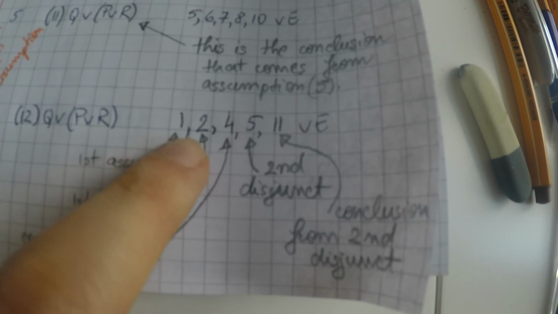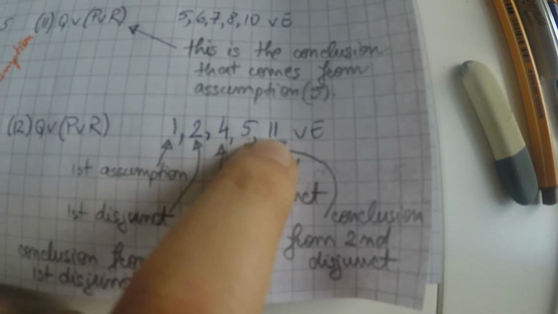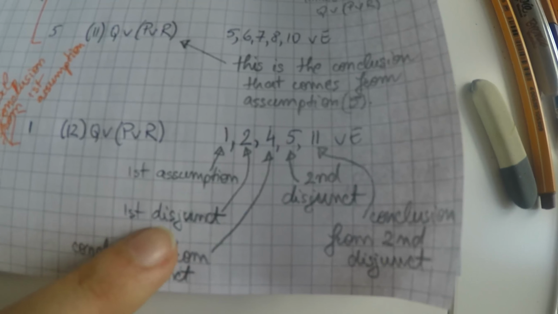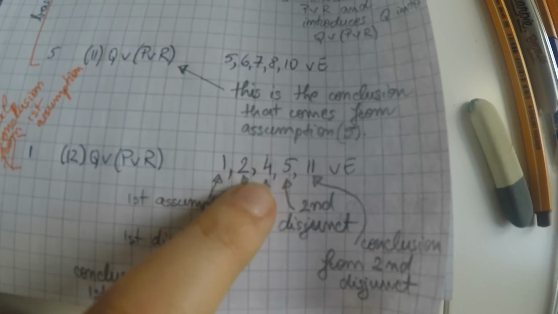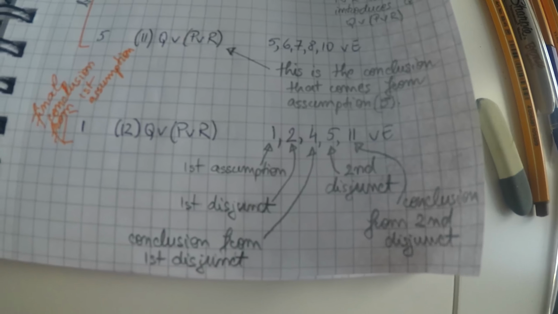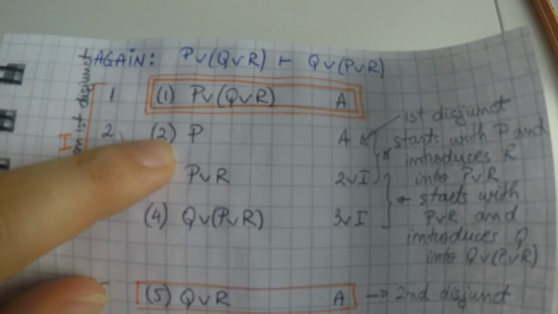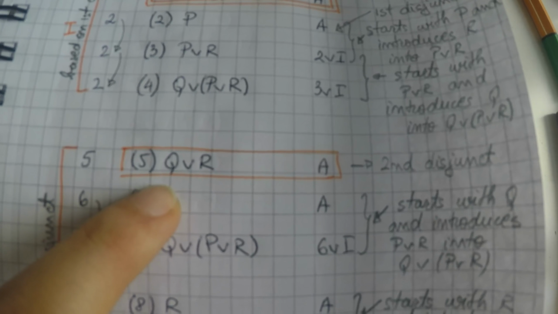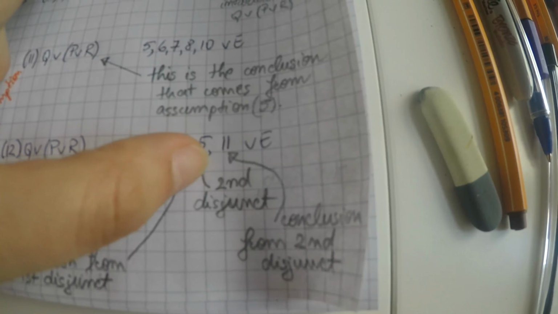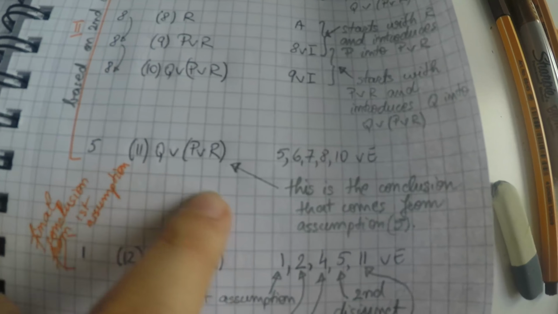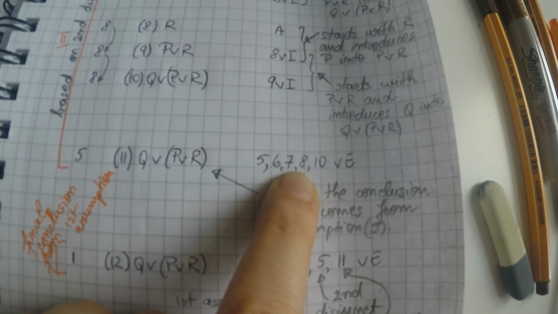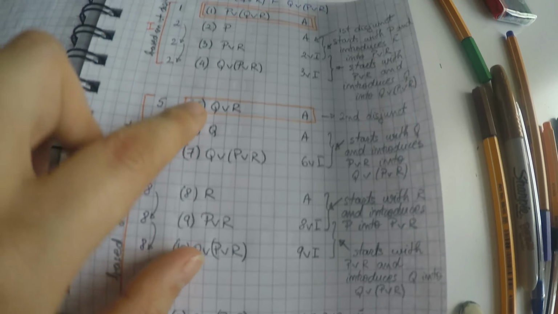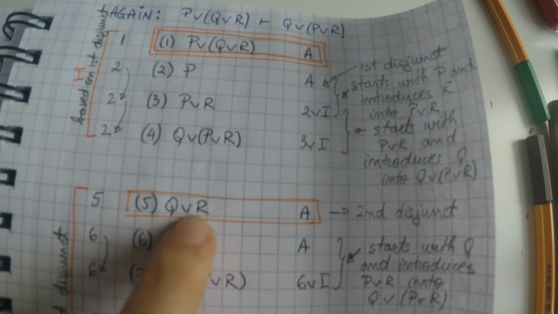And then on the last bit I've put why we use all these numbers and not others, because 1 is the first assumption, 2 is the first disjunct, line 4 is the conclusion from the first disjunct. So let me show you. We have the first disjunct, the conclusion for the first disjunct, and then line 5 is the second disjunct, and then line 11 is the conclusion from the second disjunct, which is actually the longest bit of it, because the second disjunct is composed of 2 other bits.